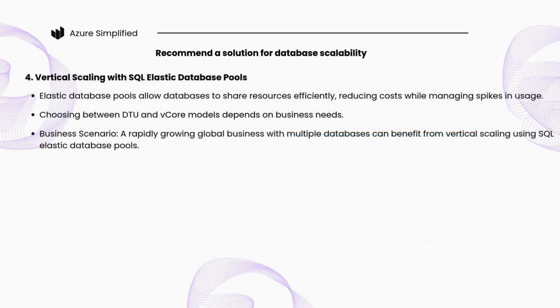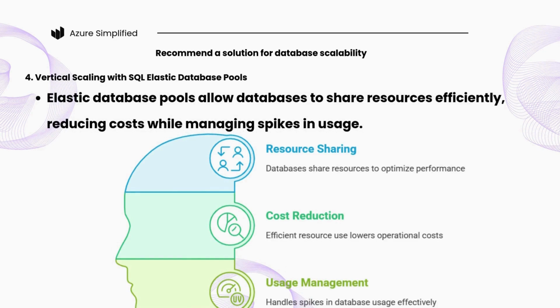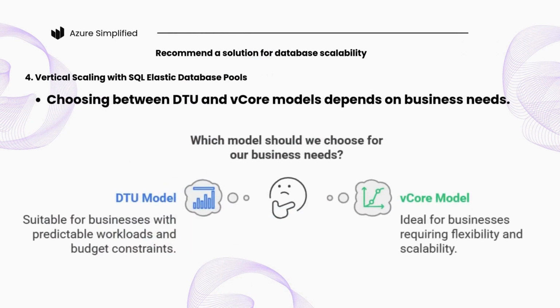4. Vertical scaling with SQL Elastic Database Pools. Elastic database pools allow databases to share resources efficiently, reducing costs while managing spikes in usage. Choosing between DTU and vCore models depends on business needs.